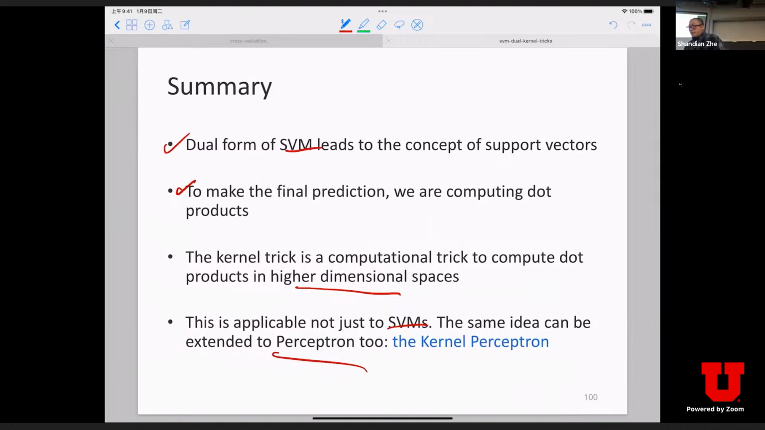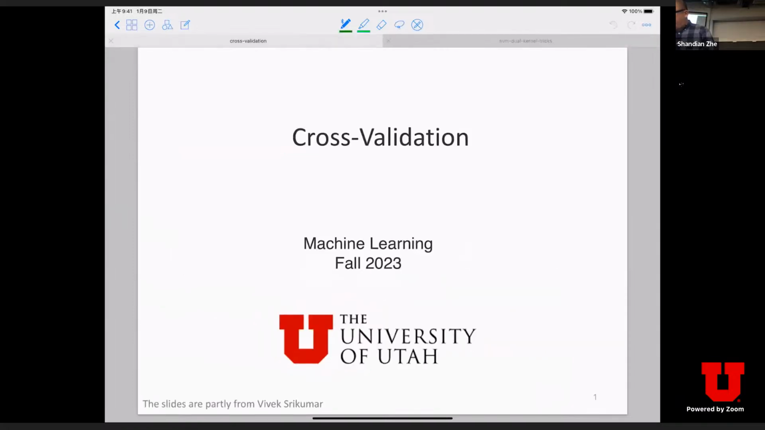Okay, so next we want to introduce a very practical technique to select hyperparameters. Because we know that in SVM there's a hyperparameter which balances the regularization term, which encourages a large margin, and the hinge loss. So there's a question: in practice, how can we select this hyperparameter? The most commonly used approach is called cross-validation.